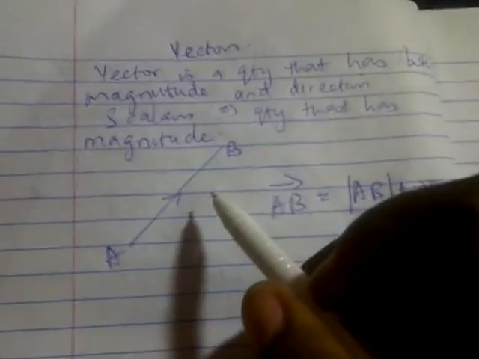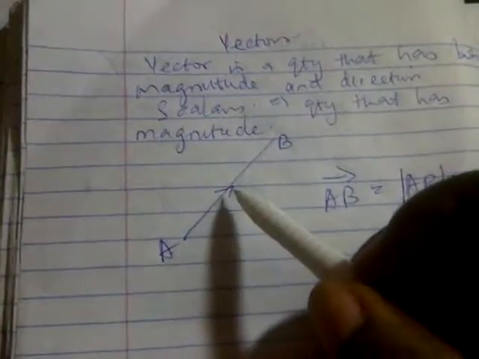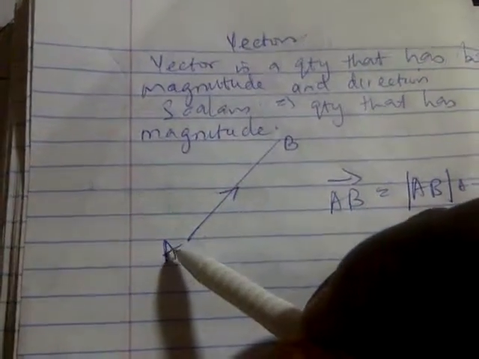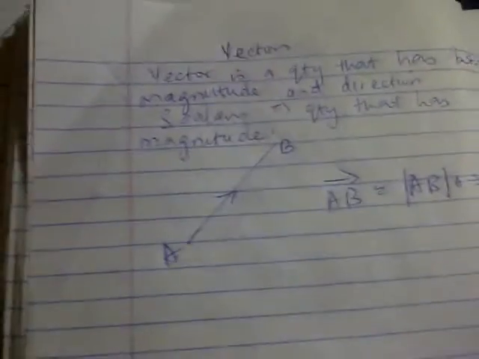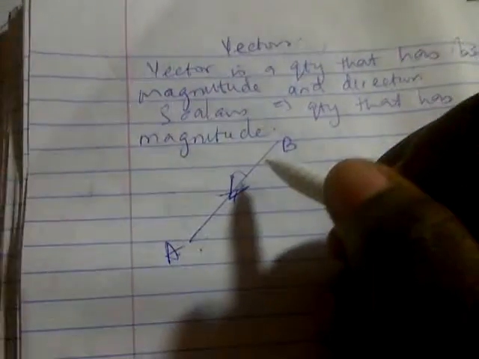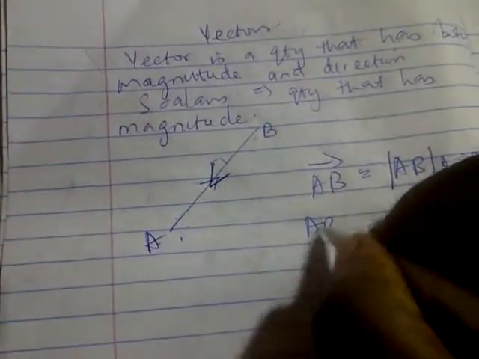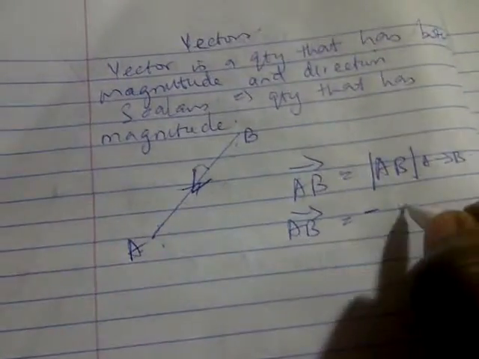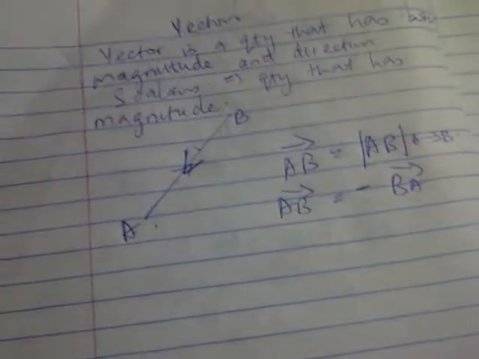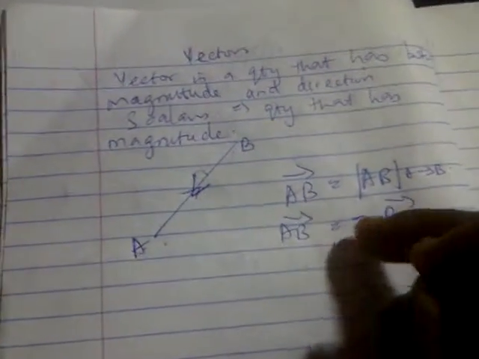Now having said this, how do you know whether to call it AB or BA? If the arrow is directing you from A to B, that means it's vector AB. But if the arrow was this way, that means it's vector BA because it's directing you from B to A. You can have positive and negative vectors. Vector AB is the same thing as negative of vector BA. Negative in the sense that it's the same magnitude but a different direction. This negative signifies the direction.